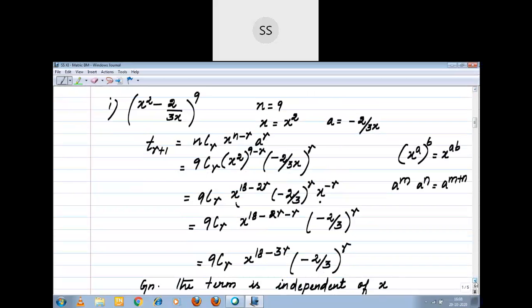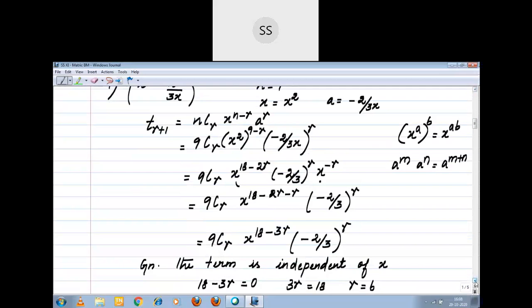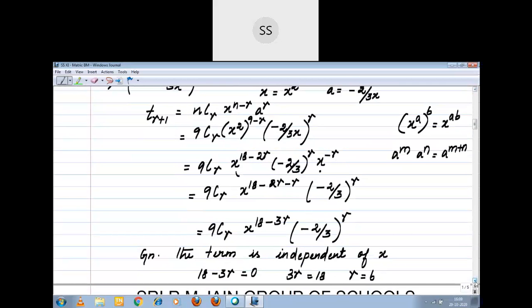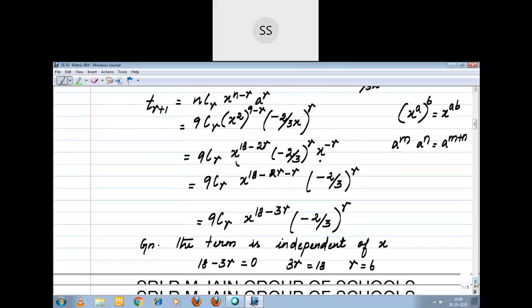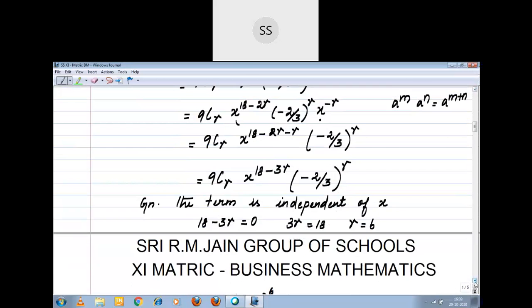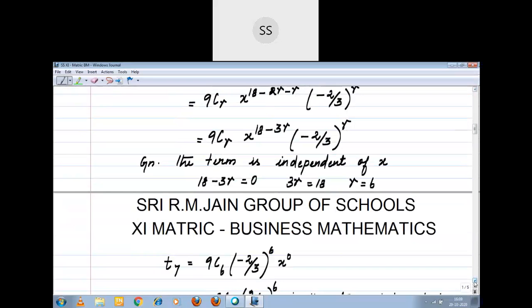I arrived at 9Cr x power 18 minus 3r, minus 2 by 3 the whole power r. The term is independent of x. If the term is independent of x, you have to equate the powers of x. How to equate the power of x? Independent of x means the power of x is 0. Here your power of x is 18 minus 3r. So you are equating with 0. You will get r equal to 6.